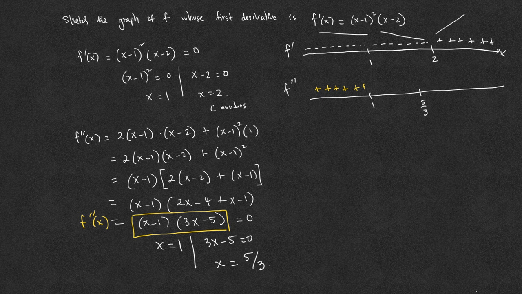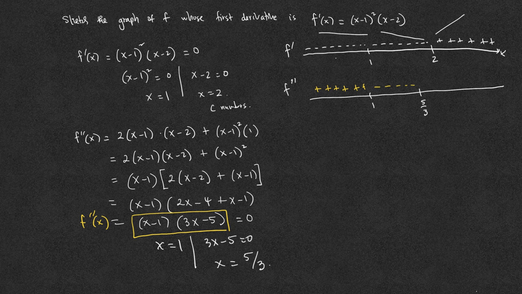From 1 to 5 over 3, 5 over 3 is more than 1 and less than 2. It is also more than 1.5. So we would pick 1.5 in the interval from 1 to 5 over 3. If we plug in 1.5, we see that 1.5 minus 1 is positive. 3 times 1.5 is 4.5, minus 5, which is negative. A positive times a negative is negative. So f double prime is negative on the entire subinterval.